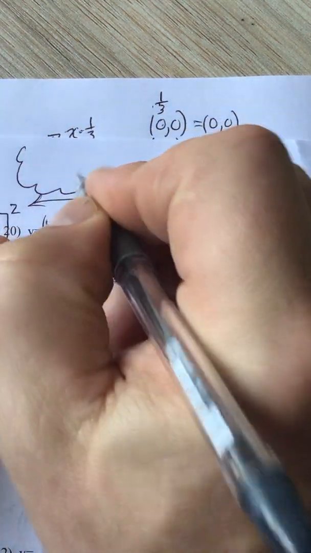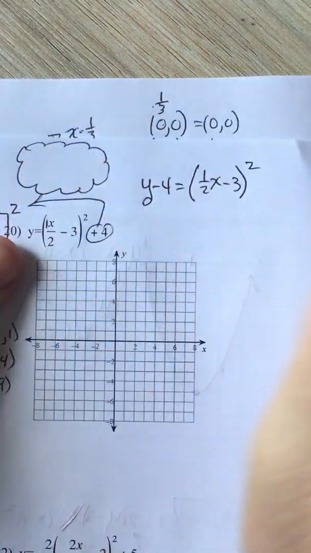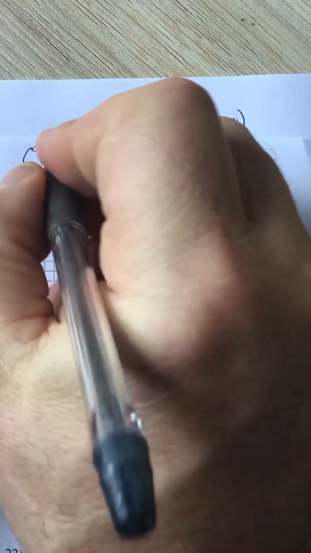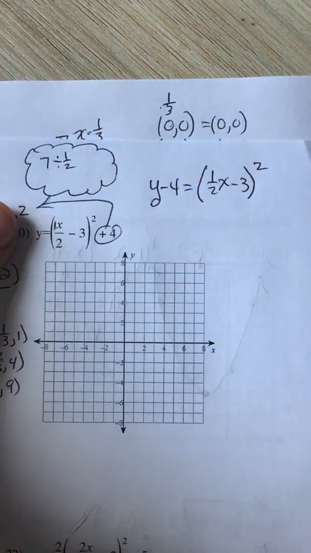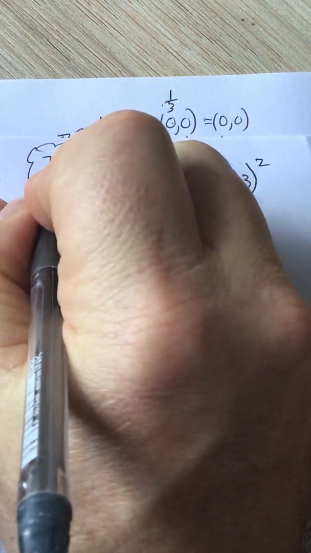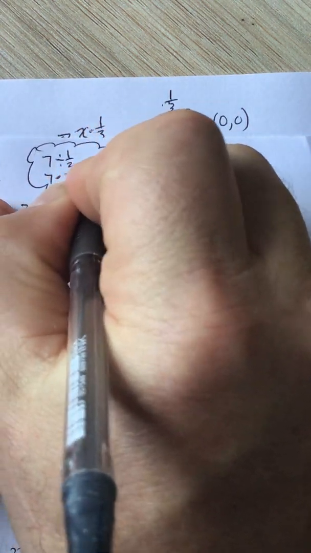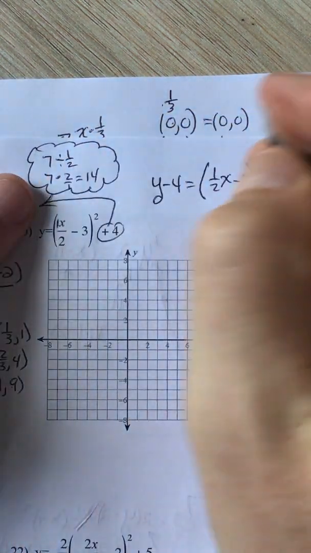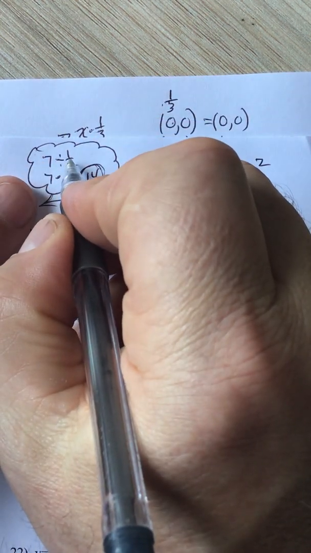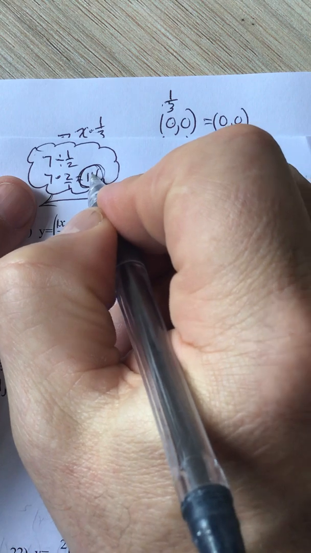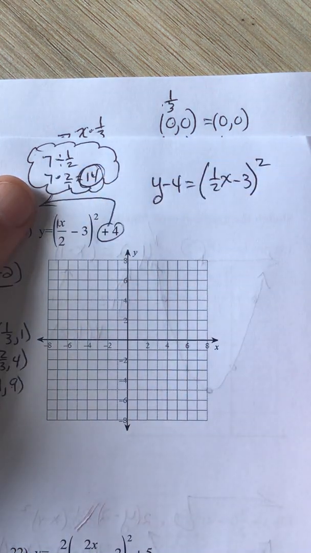Now, just on a side note over here in a thought bubble, I want you to consider this. If you take 7 and divide it by 1/2, remember how you do that. That means 7 times 2 over 1. 7 divided by 1/2 is 14. It's just like how many half pieces are in 7? Well, there's 14 half pieces in 7.